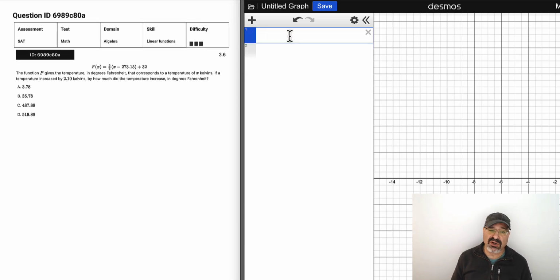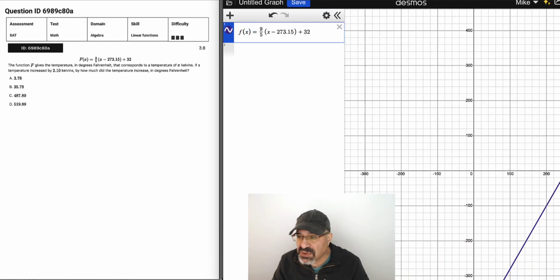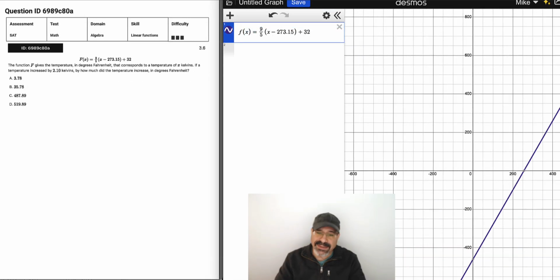Here we're given a function that translates Fahrenheit into Kelvin. So that's pretty cool. We can just go ahead and type this expression right in here. That's going to be equal to 9/5 of (x minus 273.15), plus 32. All right, so this gives us a graph, but it's not really clear what the utility, what the use of this graph is going to be.